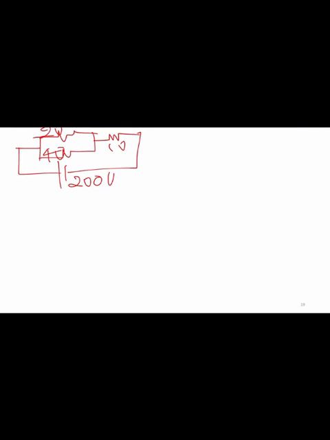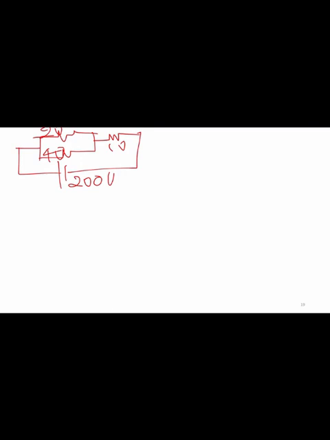Now let us consider one more example. Let us consider a circuit with two resistors in parallel along with a series resistor, to which one voltage source is connected. The voltage given is 200 volts. The parallel resistances are 20 ohms and 40 ohms, which are in series with 10 ohms. We need to find the current flowing through all the resistors.